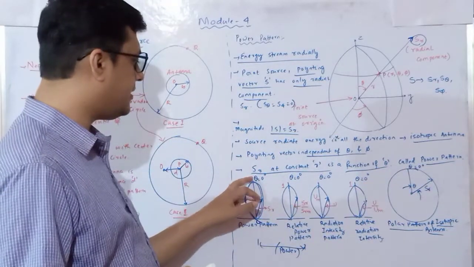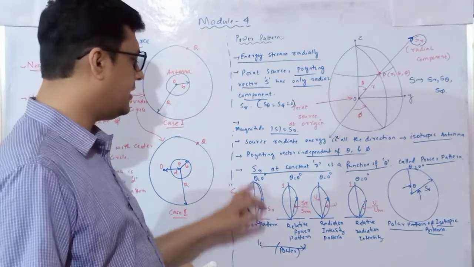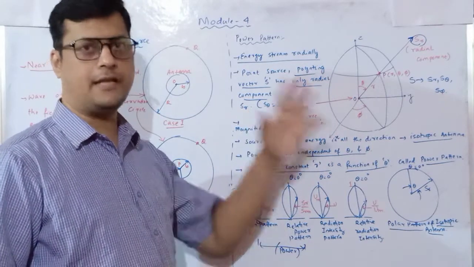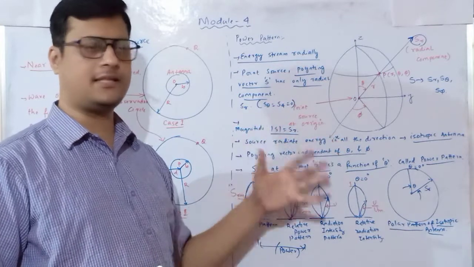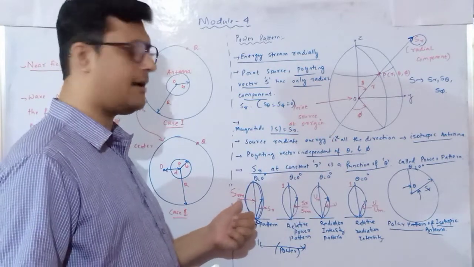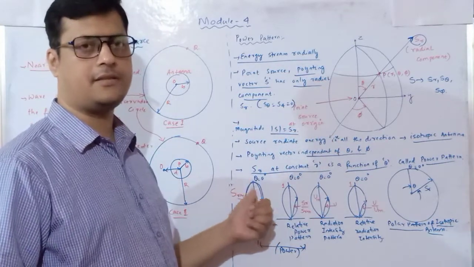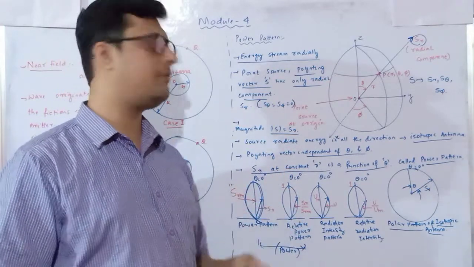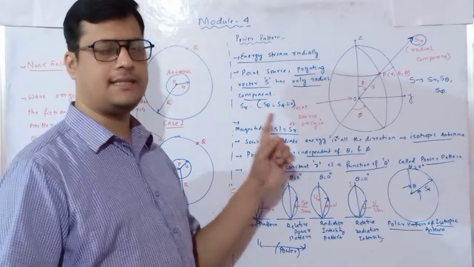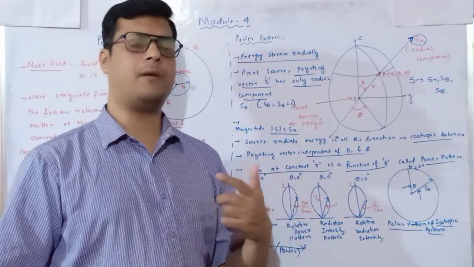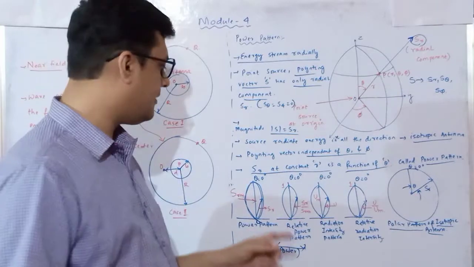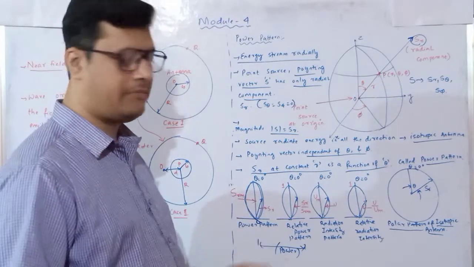So here I have mentioned theta is equal to 0 degree. This S_R will have the maximum value. S suffix Rm is the maximum value of this S_R component. What is S_R? It is the power Poynting vector along the radial component. So this is the power pattern.